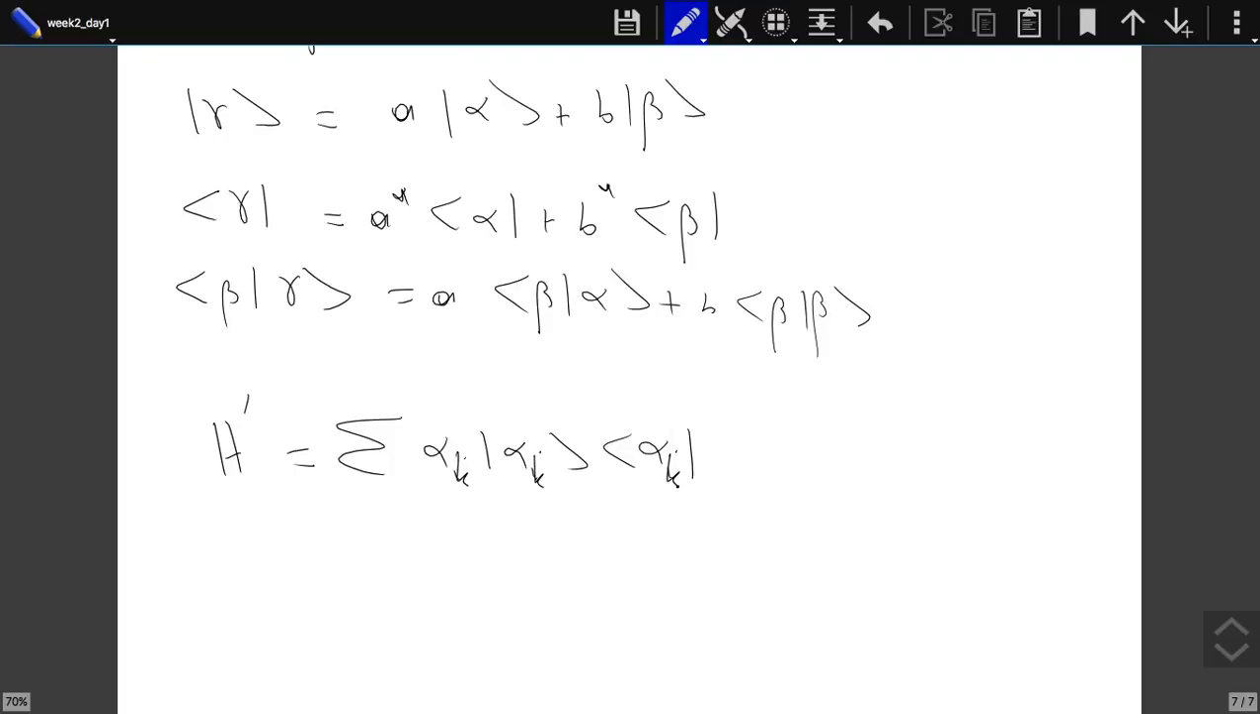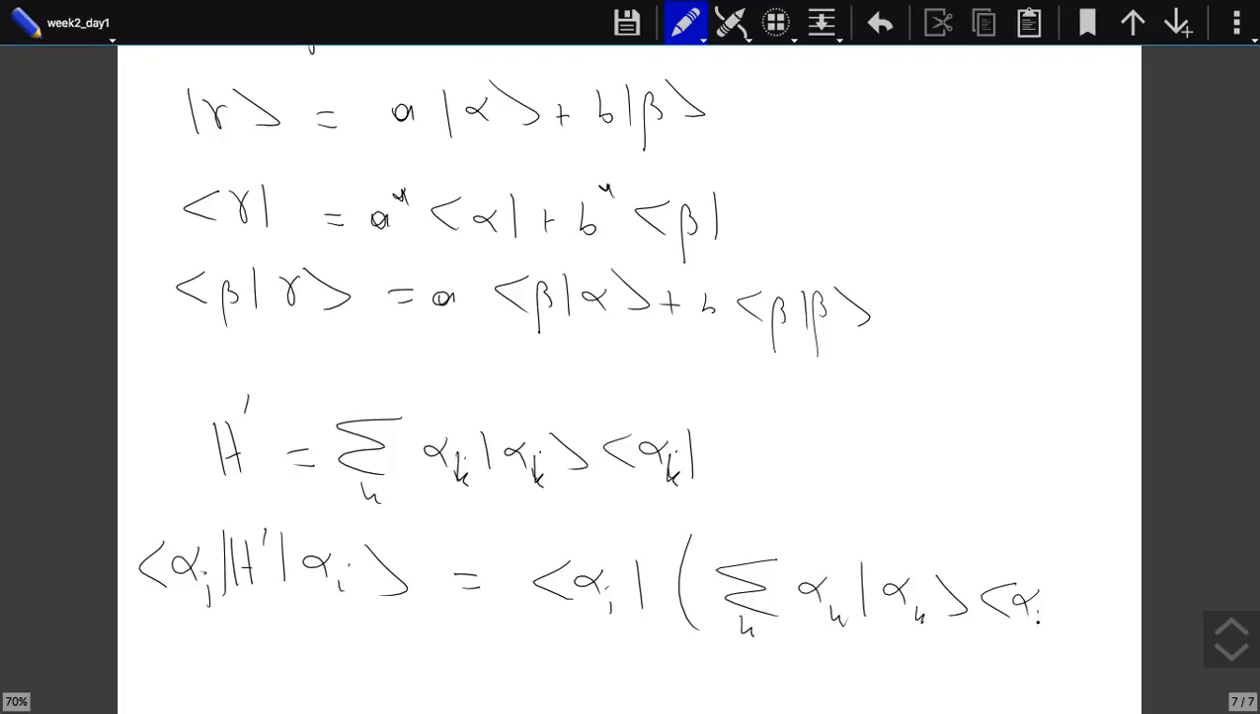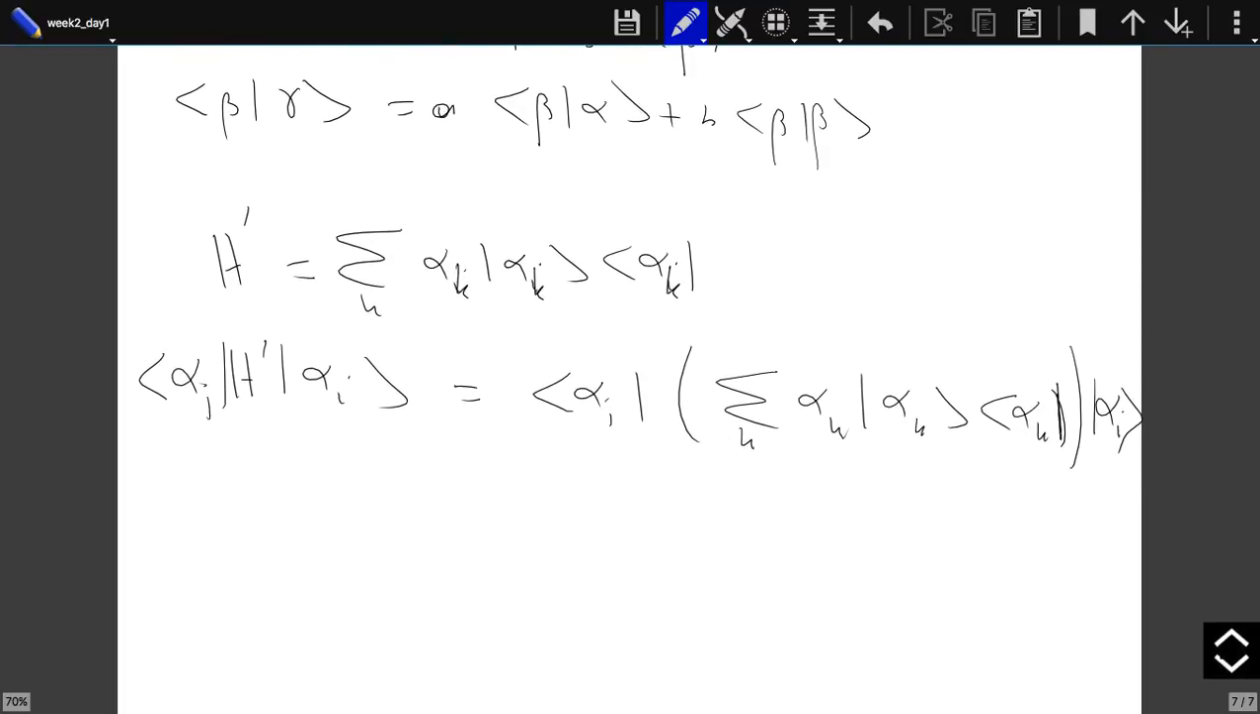This is alpha j, sum over this time k, alpha k, times alpha k, multiplied with alpha i. This is equal to sum over k, alpha k. Now this alpha k is just a number. It's the eigenvalue. And I'm using this eigenvalue just to name my kets. Alpha j, alpha k, alpha k, alpha i.